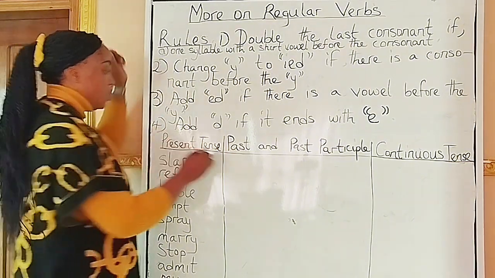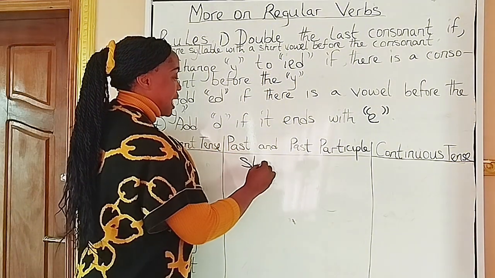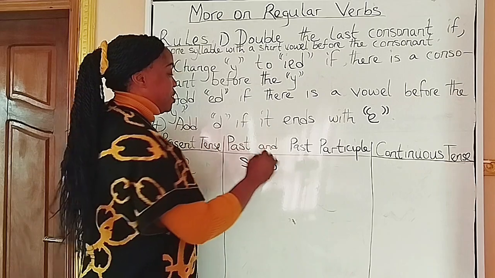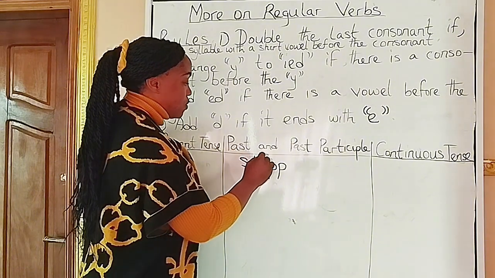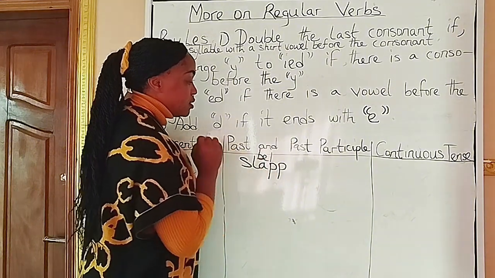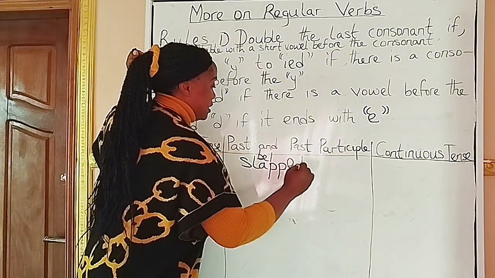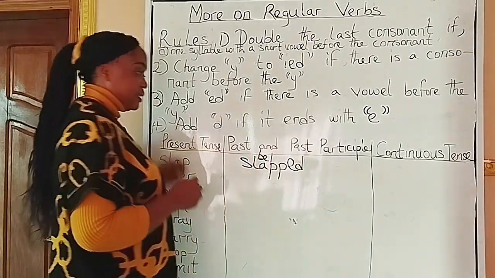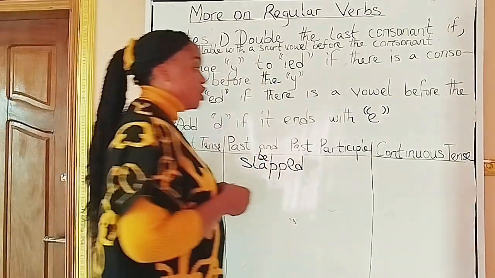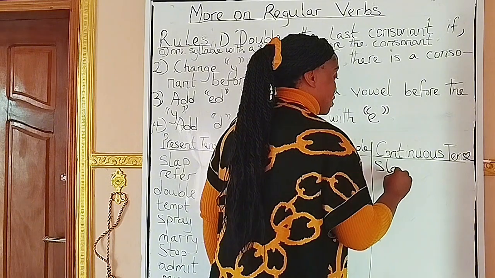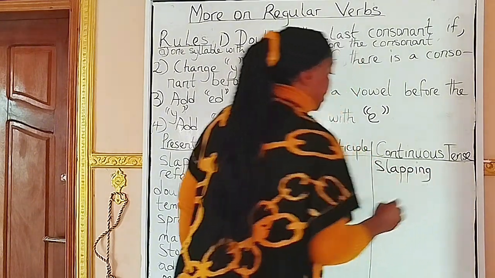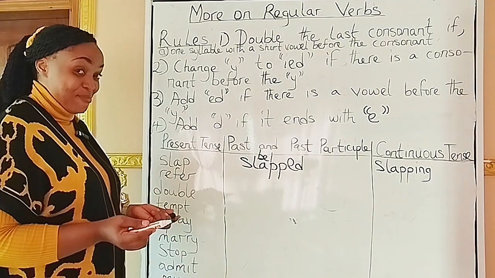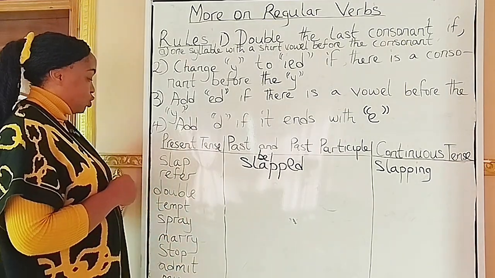Slap. We're going to have slapped. We're going to double the P because it's one syllable, and in that syllable there is a short vowel. So we double the P before we add ed. The same goes for the past participle. All right. And when we come to the continuous tense, the same thing happens. Slapping, double the P and add ing. Simple, right? Okay. Let's go to number two.